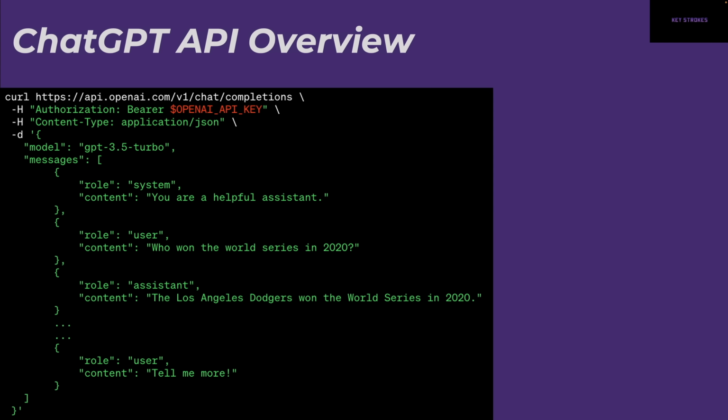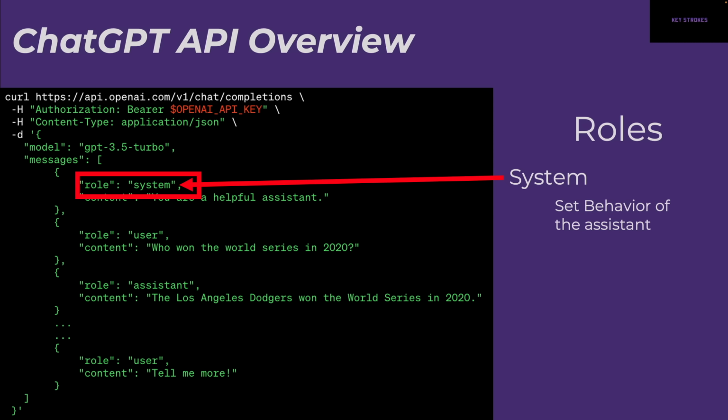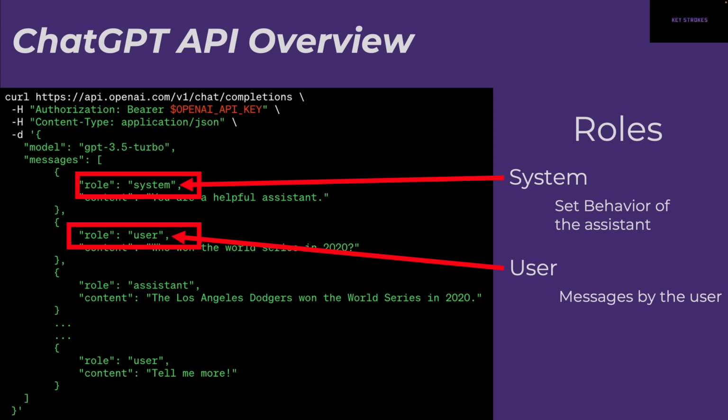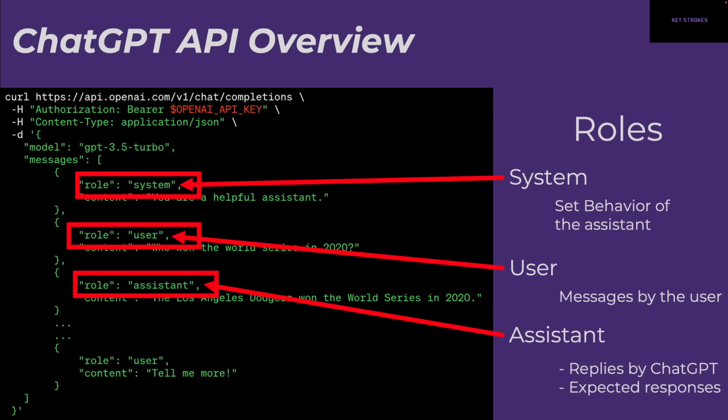Then let's get into some more nitty-gritty details, like what are roles? There are three kinds of roles. The first one is the system role. This basically sets the behavior of the assistant. That is, we sort of give a persona to the assistant. Then the other role is the user role, and these are the messages that are sent by the user. And then we have the assistant role, which are the replies by ChatGPT itself or any responses that you expect the assistant should give you.